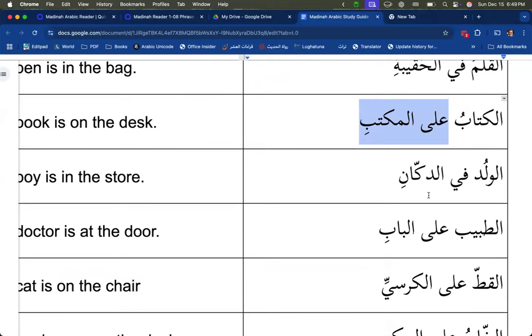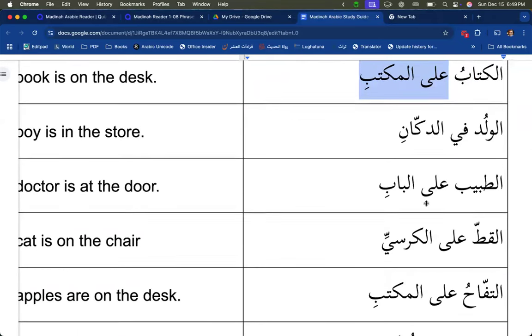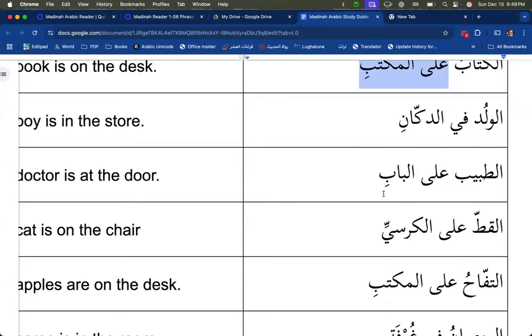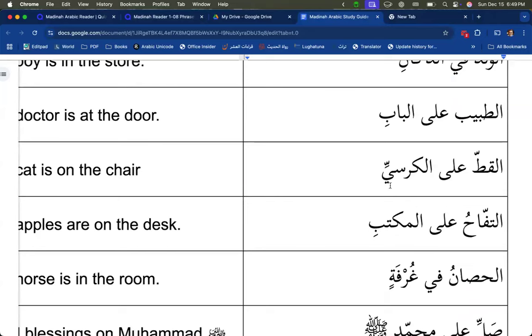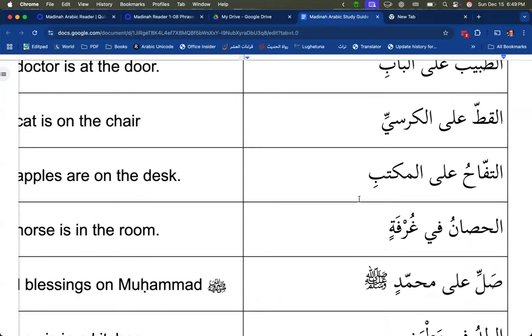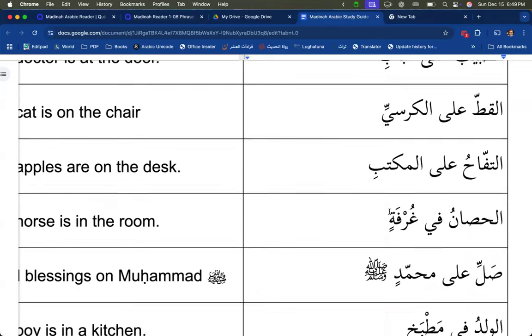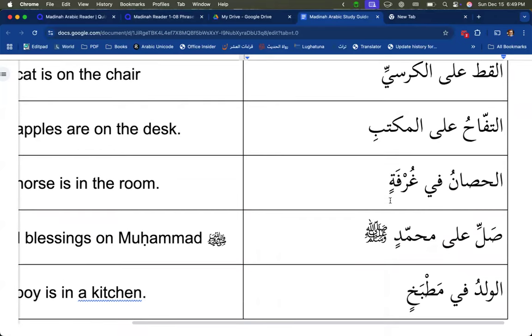Al-waladu fid dukkani. The boy is at the store. At-tabibu ala al-babi. The doctor is at the door. Right? Al-qittu ala al-kursi. The cat is on the chair. At-tuffahu ala al-maktabi. The apples are on the desk. الحصان في غرفة. It's not fil ghurfa, it's fi ghurfa in this case. The horse is in a room, not the room. You can say that.